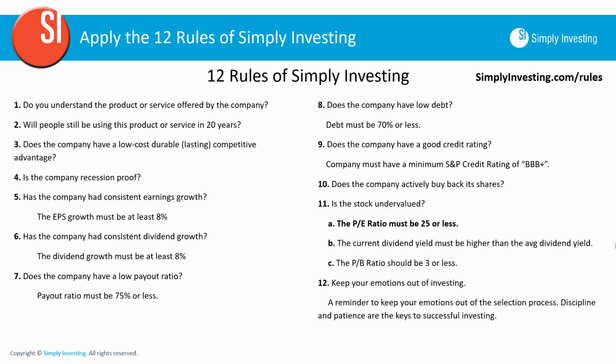I like to use the 12 rules of simply investing. If a company fails even one of these rules, I skip the company and move on to something else. And you can see here that the PE ratio is just one part of the 12 rules of simply investing. Ideally, you want to make sure that before you invest in any stock, the stock passes all of the 12 rules that are listed on the screen here.